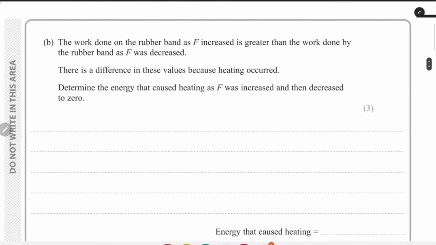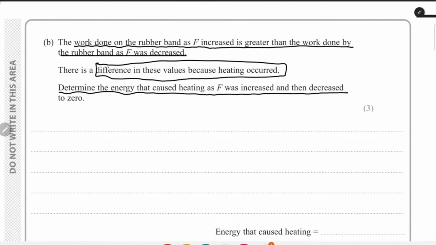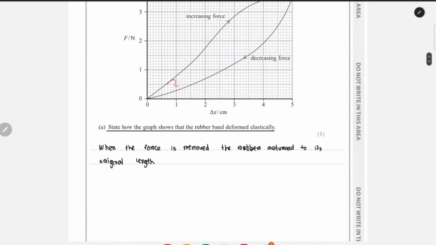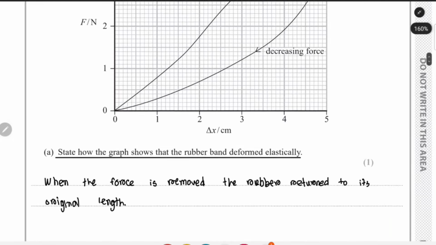Now for part B, we just said that the work done by the rubber band as F is increased is greater than the work done by the rubber band as F was decreased. There is a difference in these values because heating occurred. We have to determine the energy that caused heating as F was increased and decreased to 0. So you have to find this area over here bound by both of the curves. So we have to use approximation for this.